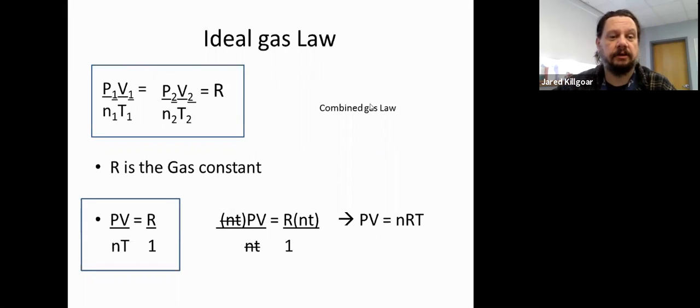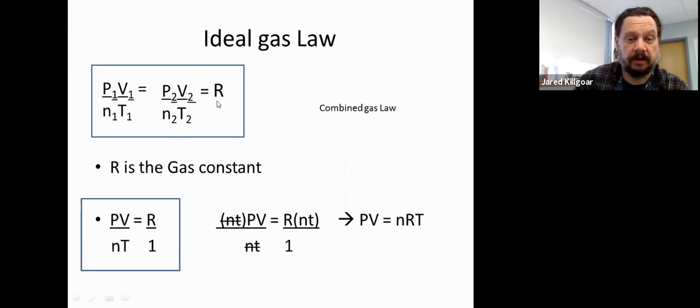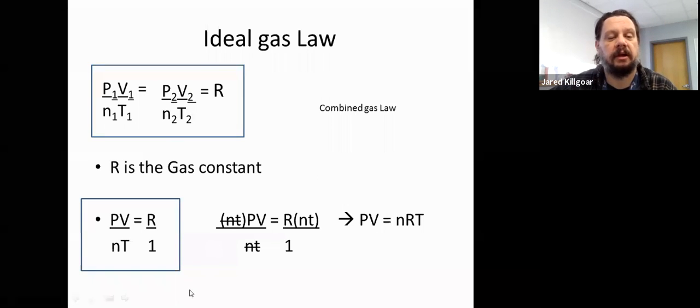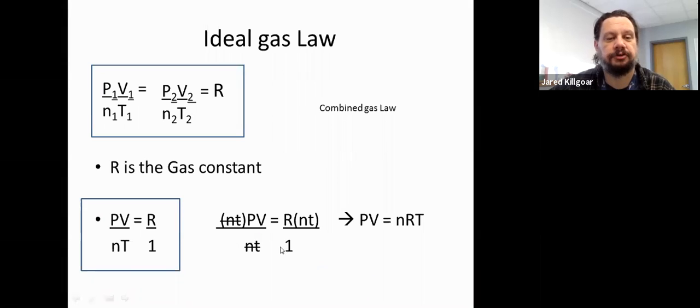So here's the ideal gas law right down here, and this is the combined gas law up here. This is why we can use the combined gas law: the ratio of the product of pressure and volume to the product of moles and temperature is equal to a constant. So that's why we can use this combined gas law and our ideal gas law, PV is equal to nRT. And I've shown you guys the algebra right over here.